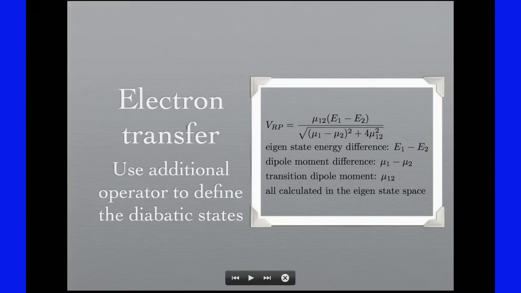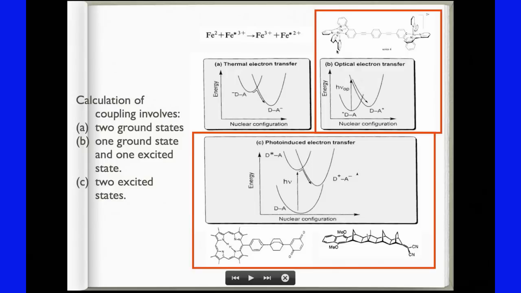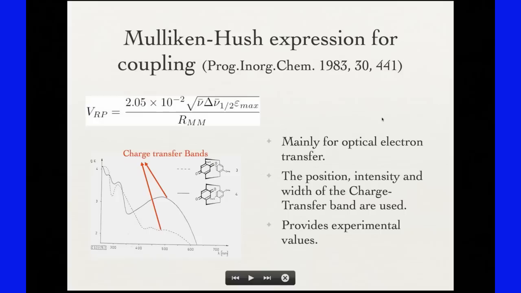Alright. So, the third strategy is electron transfer where we use an additional operator to define the diabatic states, for example, maybe a dipole operator. To begin with, the motivation is we hope to be able to treat excited state electron transfer problems. It can be photo-induced, so you go to an excited state and then electron transfer happens. Or we can also want to treat optical electron transfer, where you absorb a photon and jump to a charge-separated state.